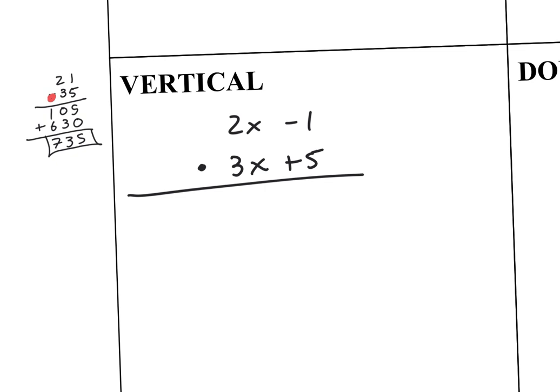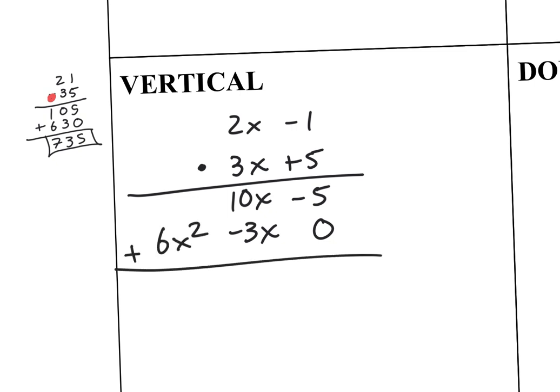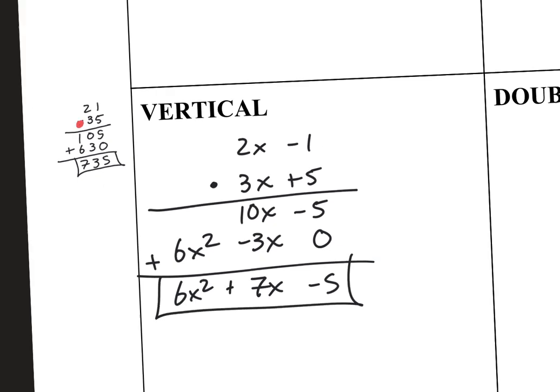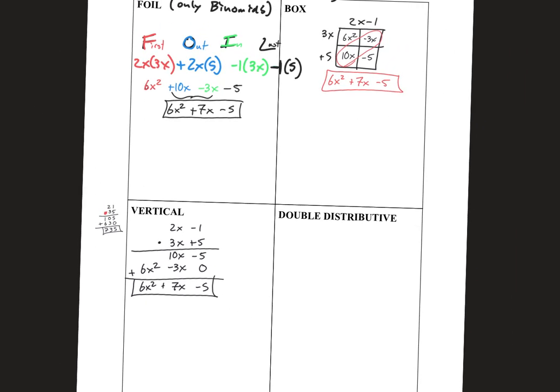Well, let's just do the same thing we did before. I'm going to take this 5 and multiply by -1. That would be -5. I'm going to take this 5 and multiply by 2x. That would be 10x. Put a 0 for my placeholder. 3x times -1 is -3x. 3x times 2x is 6x squared. And then I add. -5 and 0 makes -5. 10x minus 3x makes 7x. And then 6x squared. Boom. Got the exact same answer as the other two ways, didn't I? 6x squared plus 7x minus 5.